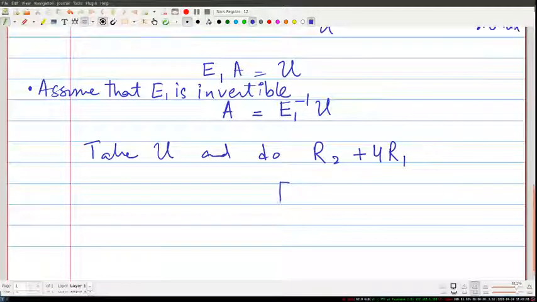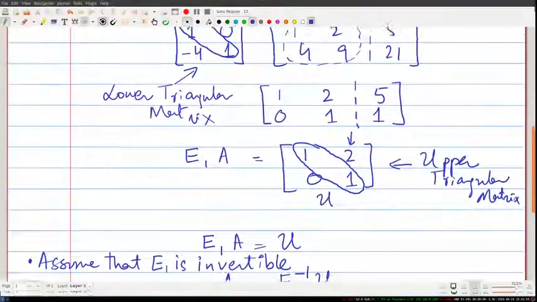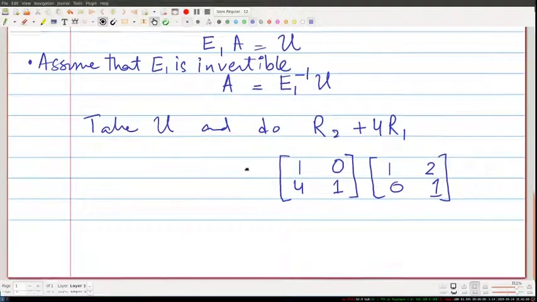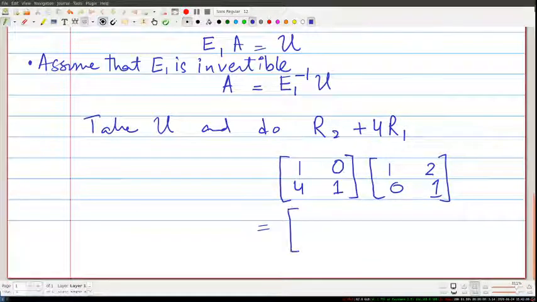So I'm going to guess that E1 inverse is actually the matrix that preserves the first row, takes 4 times the first row and adds it to 1 times the second row. Take the upper triangular matrix which is 1, 2, 0, 1, and now let me compute this matrix product. Let's see what I get.